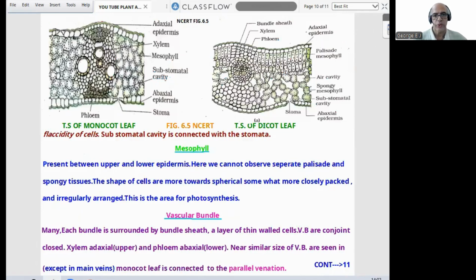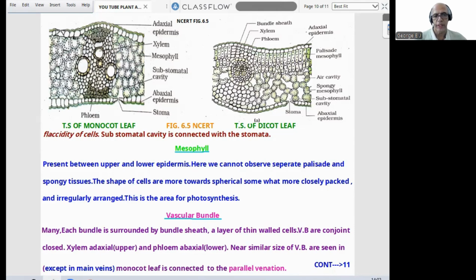Next is mesophyll, present between upper and lower epidermis. No distinction between palisade and spongy. The cells are more spherical, closely packed, somewhat regularly arranged, the site of photosynthesis. Vascular bundles are many, each surrounded by a bundle sheath, a layer of thin-walled cells. Vascular bundles are conjoined, closed. Xylem is adaxial, upper, phloem is abaxial, lower. Almost similar size of vascular bundles are seen, except in main veins. Monocot leaf has parallel venation. That is how the arrangement of vascular bundles comes.